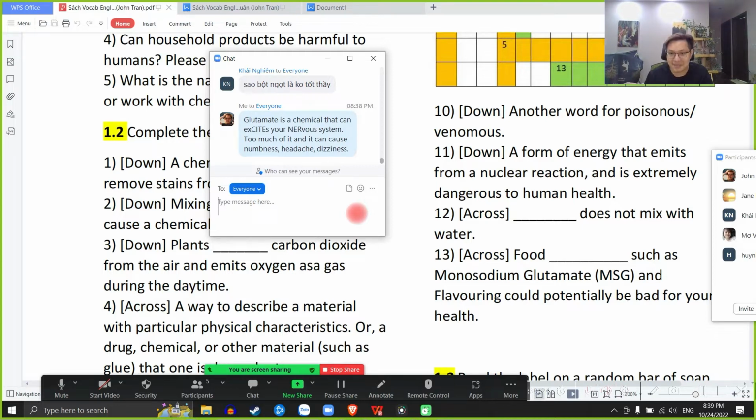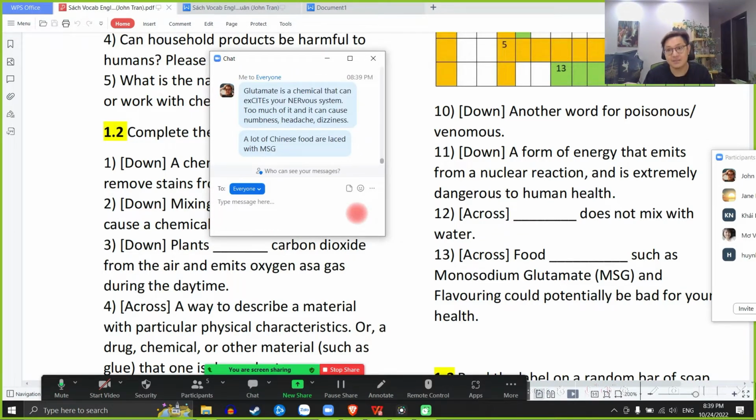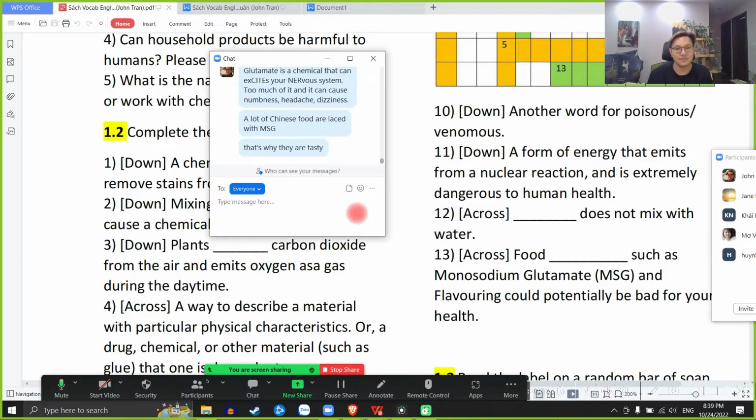But MSG causes your food to taste good. So a lot of Chinese food are laced with MSG. That's why they are tasty. Đó là lý do tại sao mà nó ngon như vậy, nó ngon miệng là do tại cái vị của cái bột ngọt này. That's why they are tasty.